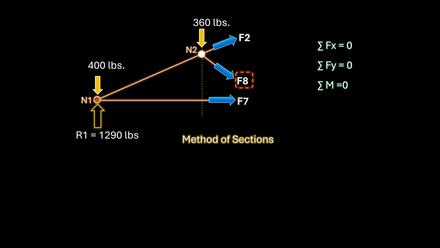The longitudinal axis of the force at member 8 does not pass through node 1, and therefore, if we take moments about node 1, we can isolate F8 and determine its magnitude. Please keep in mind that because the system is in equilibrium, all moments about node 1 must sum up to 0.